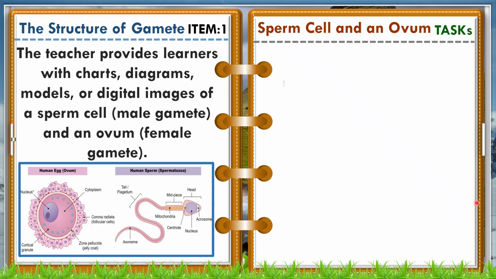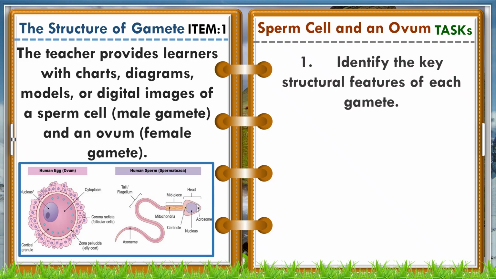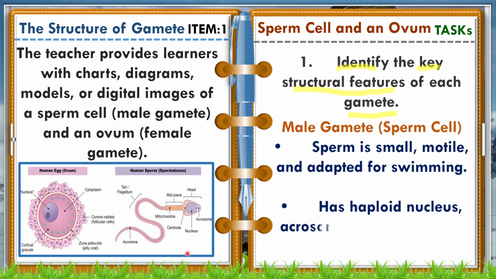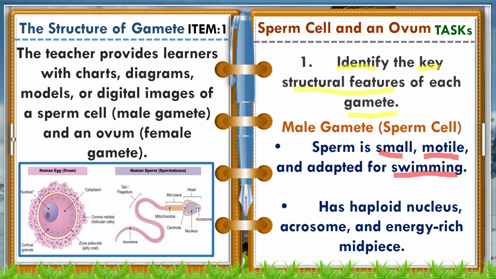Tasks. Identify the key structural features of each gamete. Let's start with the male gamete, the sperm cell. The sperm cell is small. It is motile and adapted for swimming.